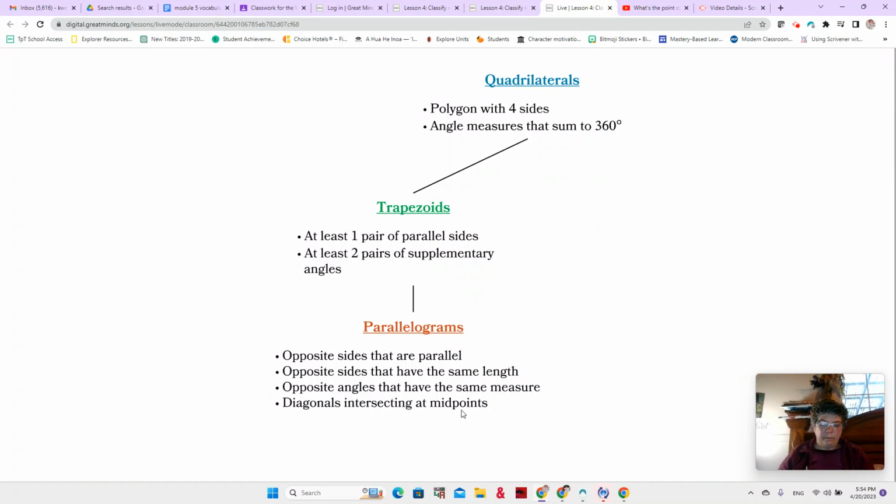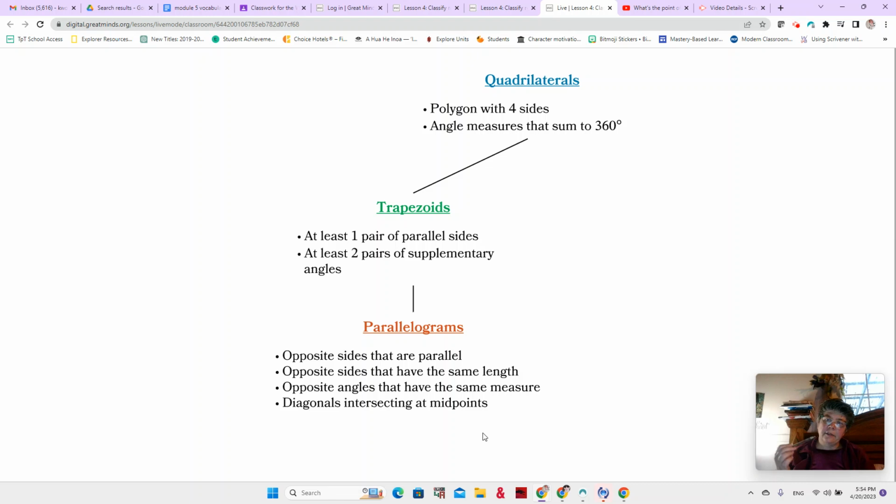Okay, so are all rhombuses parallelograms? Look at what is a parallelogram and think about what is a rhombus. Yes, all rhombuses are parallelograms because the opposite sides of a rhombus are parallel, right? Are all rectangles parallelograms? Think about a rectangle. Opposite sides of a rectangle are parallel, so rectangles are also parallelograms.